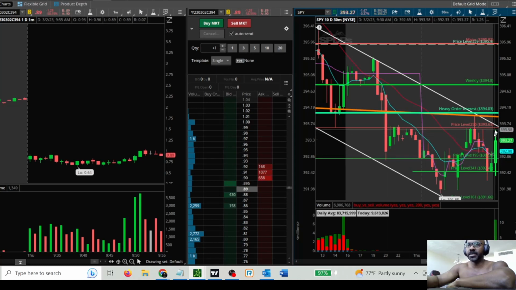So yeah, we got to this supply and rejected, which is confluent with the top of this trend. But it's not a very hard rejection though.